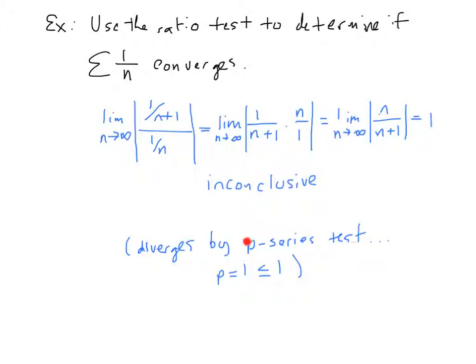So by the p-series test, I know that this diverges because 1 over n to the first power, p equals 1, is less than or equal to 1, so p-series means it diverges, and it's the harmonic series, so I know for sure it diverges.